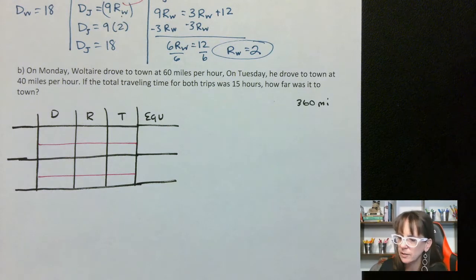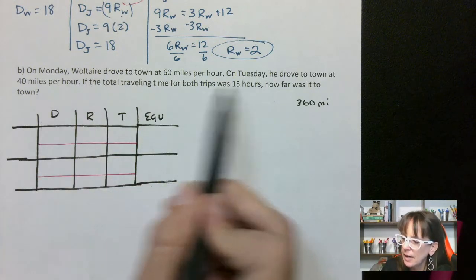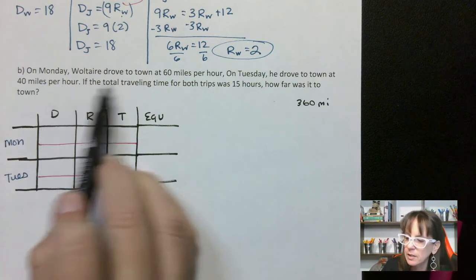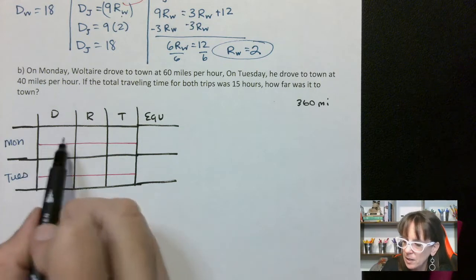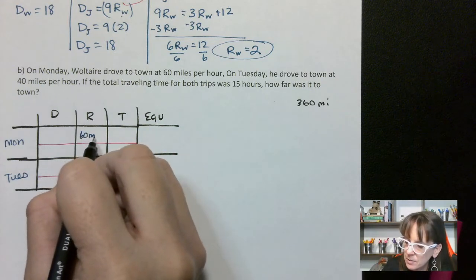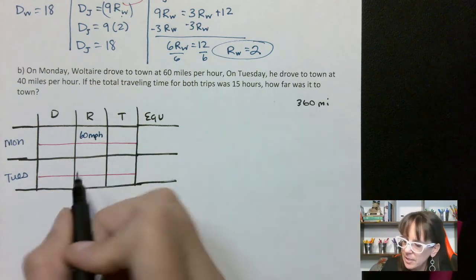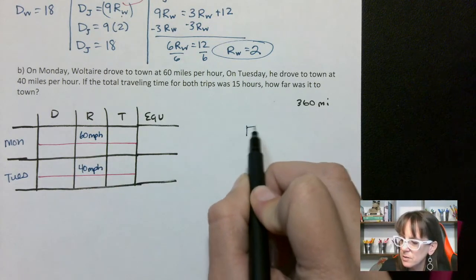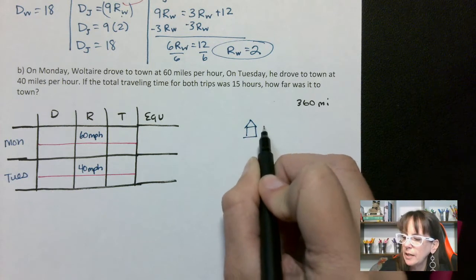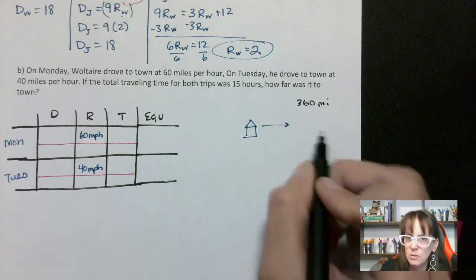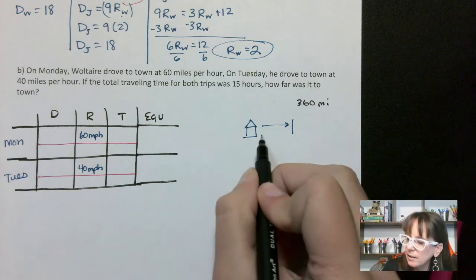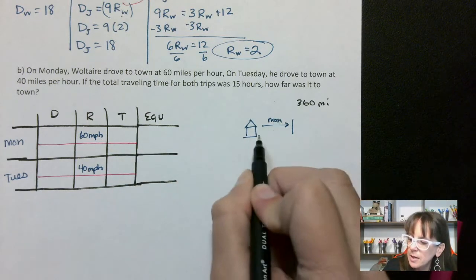Okay, so let's take a look at this. We have Monday and then Tuesday. Let's go through and put this information in. He drove to town at 60 miles per hour, so the rate on Monday was 60 miles per hour. On Tuesday, he drove to town at 40 miles per hour. So here's his house, and he drove to town. I don't know how to draw a town, so we're just going to put it. I don't care about when he went back. So this is Monday, and on Tuesday he made these same drives.